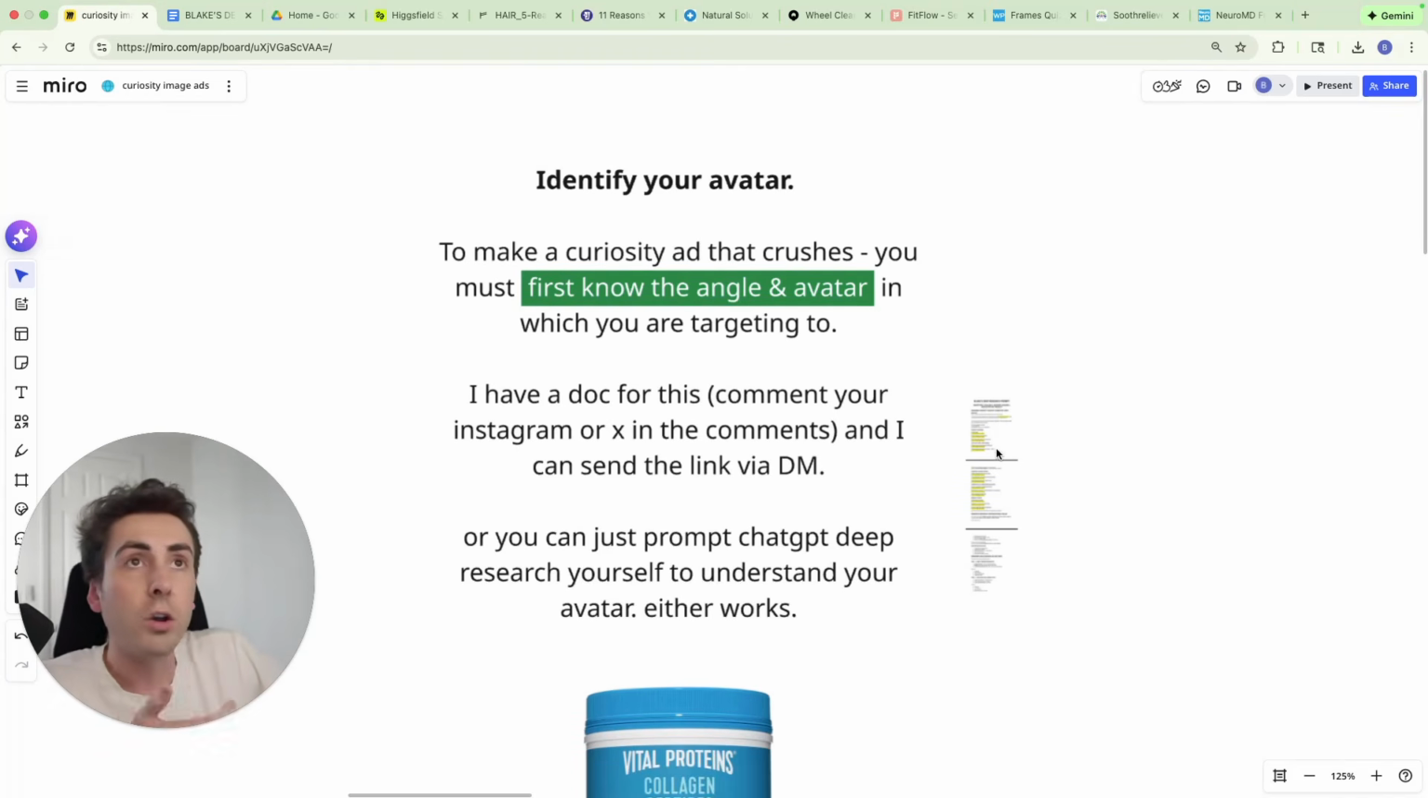So you can run your own prompts, right? You can use ChatGPT to do deep research, or you can use Gemini to do deep research on your avatar. And then you'll come up with angles, unique angles and things that your product can help with. Also avatars in which your products can appeal to.